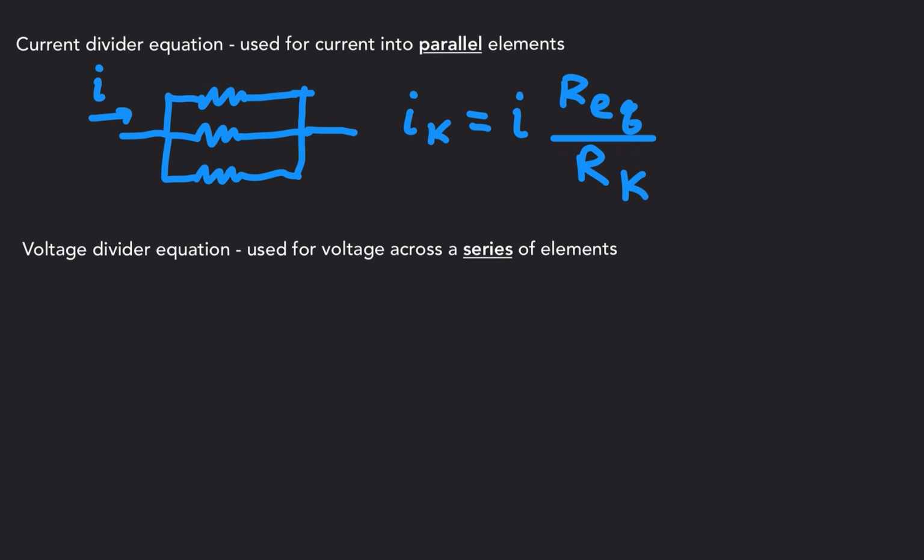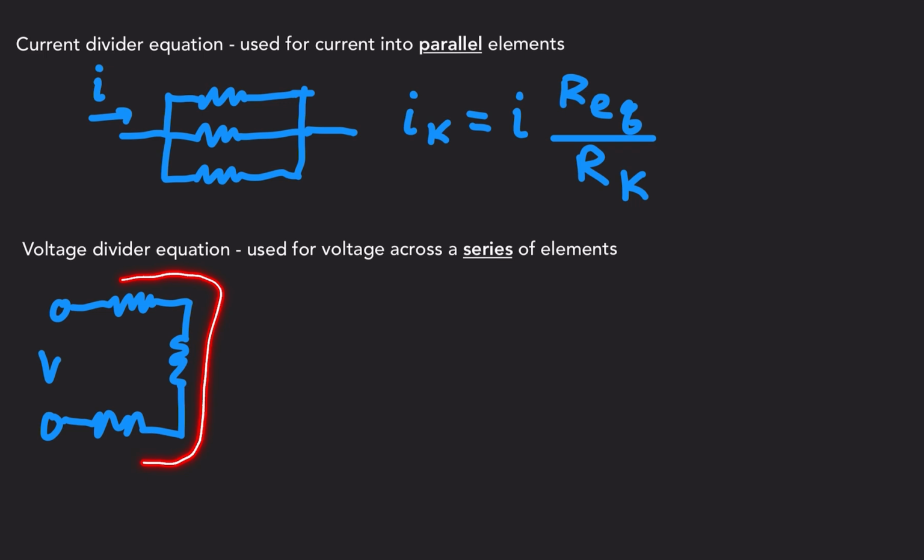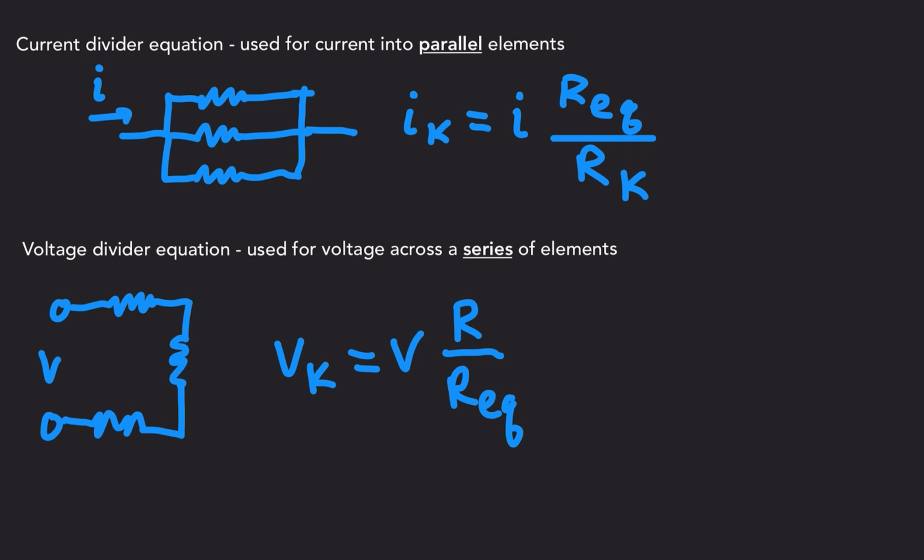Now, for the voltage divider equation, this is used when a voltage is across a series of elements. So if you have some voltage V, and you have a series of elements, so 1, 2, 3, the voltage divider equation says that the voltage across any of those resistors is equal to the source voltage times the particular resistor divided by the equivalent resistance, which is going to be in series. So I'll just highlight those two, series and parallel.